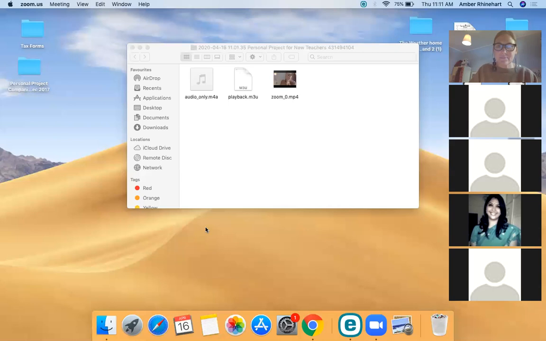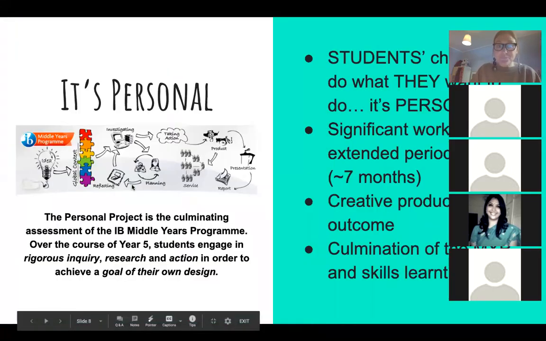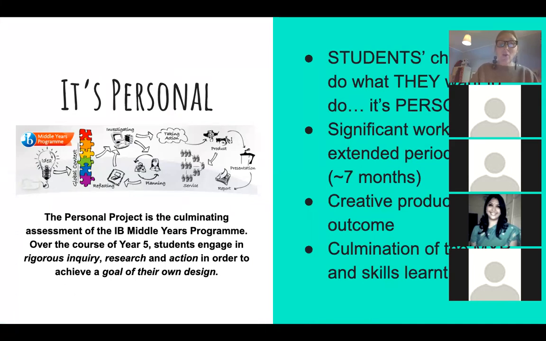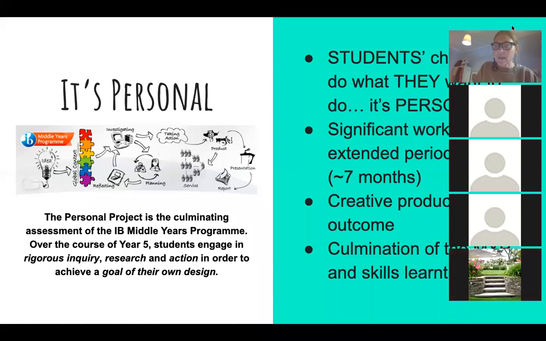We'll go back. So what is the personal project? Well, it's personal. It's this culminating assessment. Over the course of year 5, the final year of the program, they engage in a rigorous inquiry, research, and action in order to achieve a goal of their own design, right? So they choose the goal for the personal project. They do the research that goes through that goal. They inquire into it, and then they produce this product or outcome, and then they write their report on that. We'll look at that cycle in just a minute.